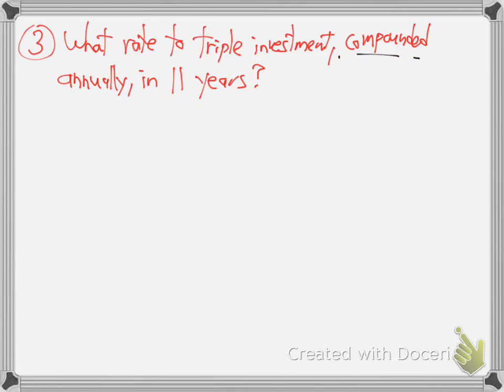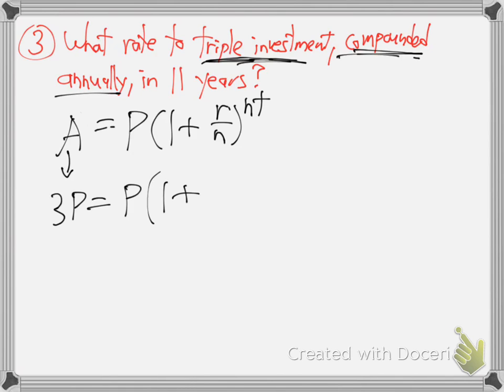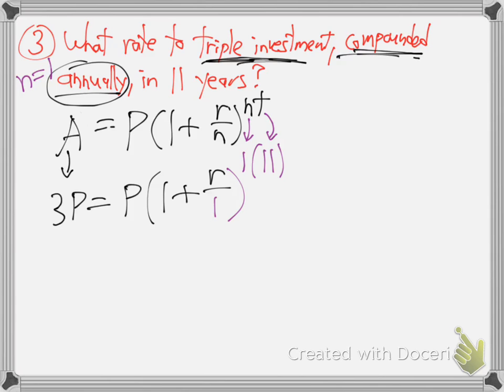Okay, so here's number 3. We're compounding annually. So the formula is A is P(1 plus r over n) to the nt. And we want to triple our investment. That means the A is 3P, 3 times the principal original investment. The rate is what we're looking for. n, what's n? Annually means once a year, so n is just 1 time a year. And then t is 11 years. n is 1 there. Okay, so there's our little equation.